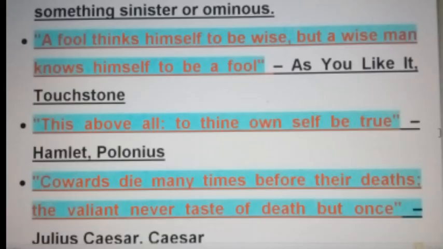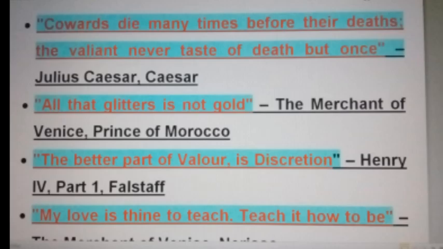The next line, a fool thinks himself to be wise, but a wise man knows himself to be a fool. It's a line from As You Like It, spoken by Touchstone. This above all, to thine own self be true, is a line from Hamlet. Here Polonius advises his son. Cowards die many times before their deaths. The valiant never taste of death but once. A line from Julius Caesar. Caesar speaks here.